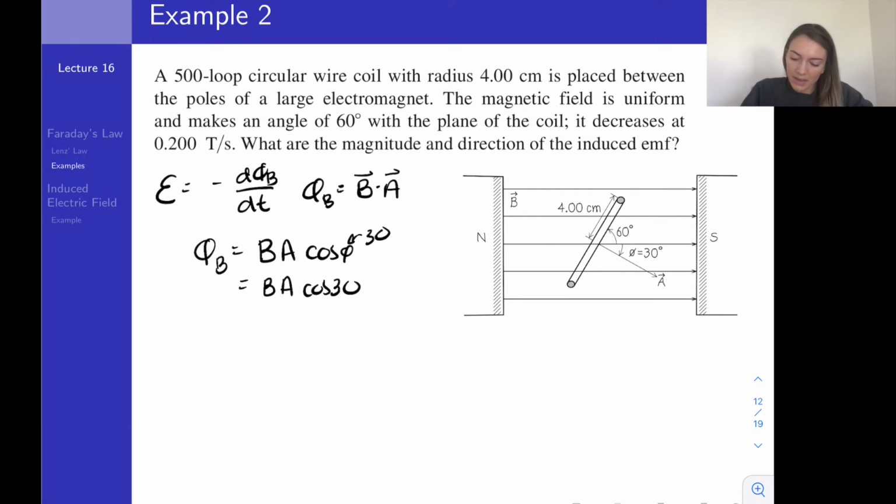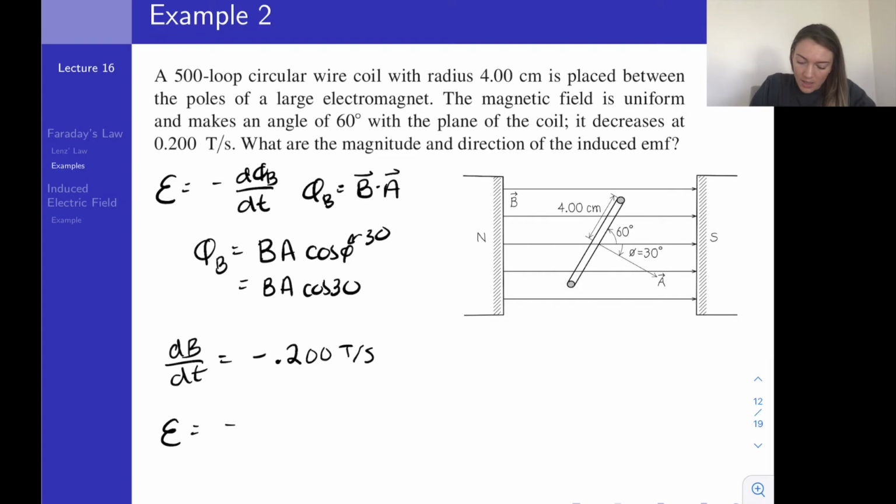And then what about the time derivative? To find the EMF, we need the negative time derivative of the flux. But in the flux, the area is not changing. The cosine isn't changing. And we know that the magnetic field is changing, because they told us that the magnetic field is decreasing at a rate of 0.2 Tesla per second. So dB/dt is decreasing, so it's going to be negative 0.2 Tesla per second. So it's our magnetic field that gets that time derivative.